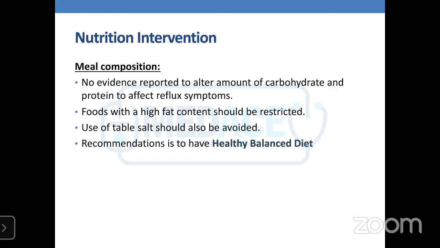Another thing which is important: in a study it was found that the people who regularly use table salt experience a higher frequency of reflux events.